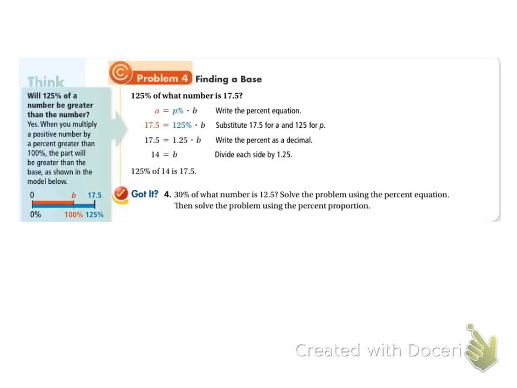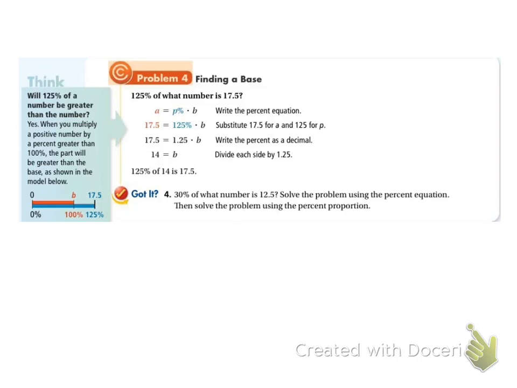Okay, now we're going to find the base. Remember when I was talking last section, when we have the word of, the number that comes after that is our total. So here I have 125% of what number? I'm looking for the base. I'm looking for the total. Is 17.5. So this is how we set it up. We're going to stick our 17.5 over here and our percentage right here with our base right there.